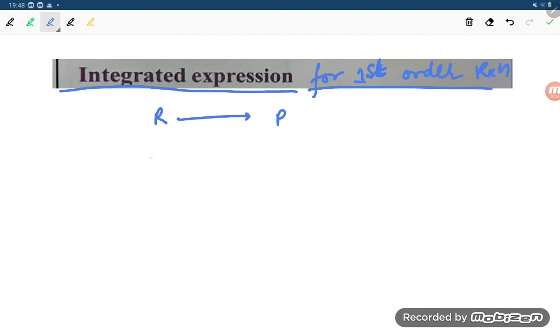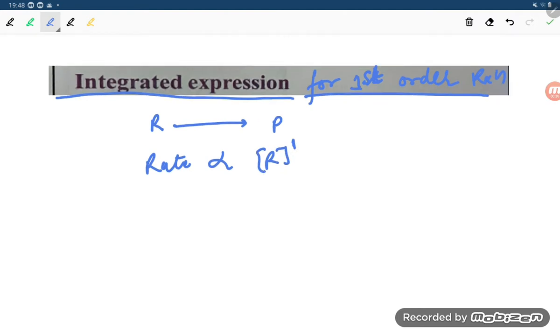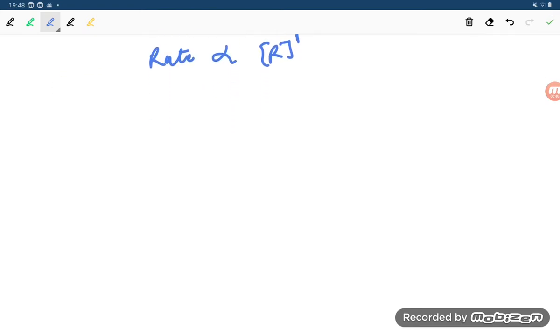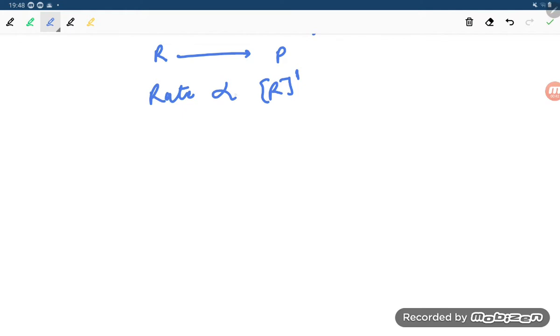So how can we write it, rate is equal to what? For the first order reaction, rate is proportional to R concentration power 1, because only the concentration of one molecule changes in the first order reaction. So here we remove the proportionality constant. So rate is equal to minus k R.